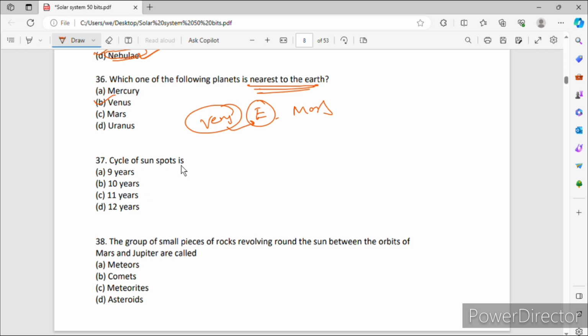And the cycle of sunspots. See, cycle of sunspots is nothing but over the sun's surface there will be some spots, like dark spots, visible there. So the number of spots will vary, but the cycle time of a spot is equal to around 11 years. So option C is the correct answer.